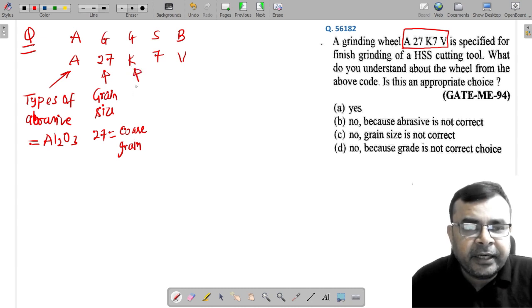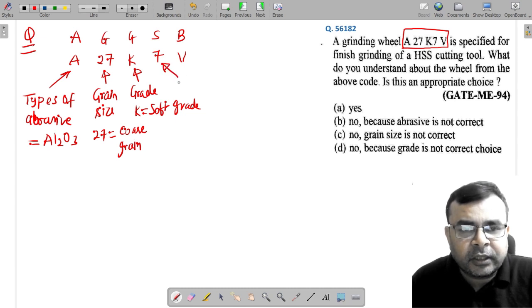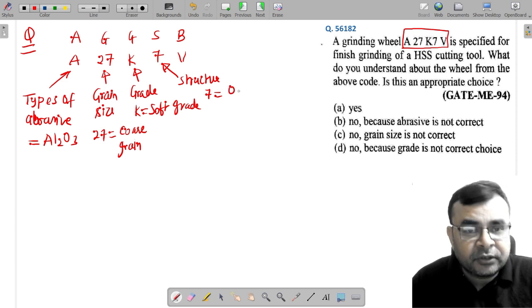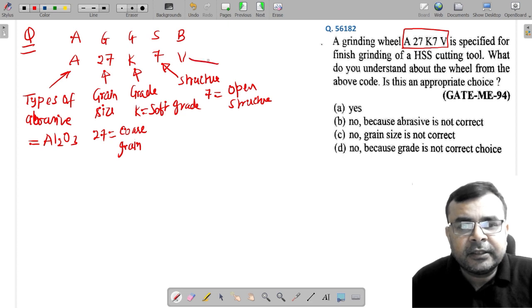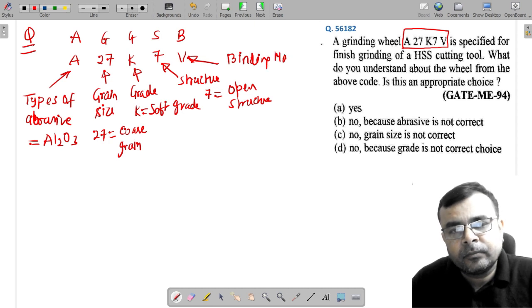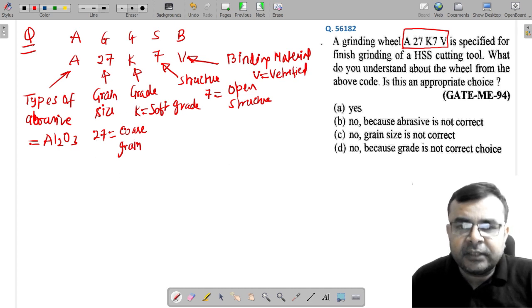K represents the grade of the grinding wheel, and K represents soft grade. The 7 represents structure, and here the 7 represents open structure. The last represents binding material, and V means vitrified. Is it right? So this is the meaning of this designation.